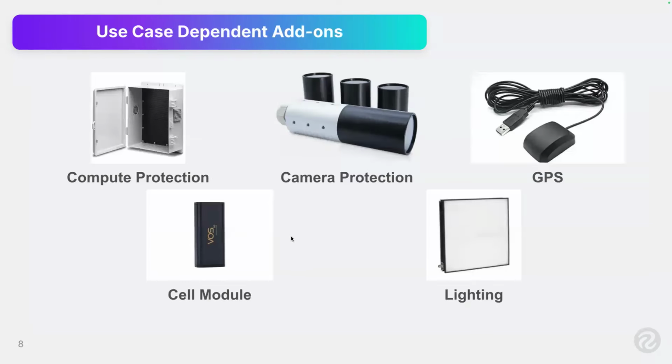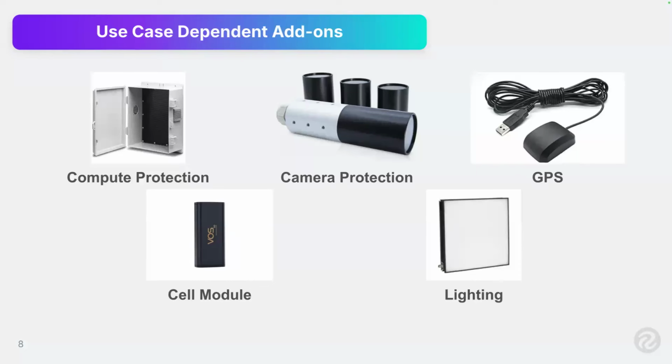And then you have your use case dependent add-ons. Not every use case needs this, but do I need to protect my compute? If my compute is out on the factory floor and we do washdowns, I need to wrap that in because a lot of devices are not IP rated, or they cannot get wet, or they can't handle dust, temperature, that sort of thing. So do I need to protect it from the elements? Similarly, cameras, same sort of thing. Do I need to protect it from the elements?